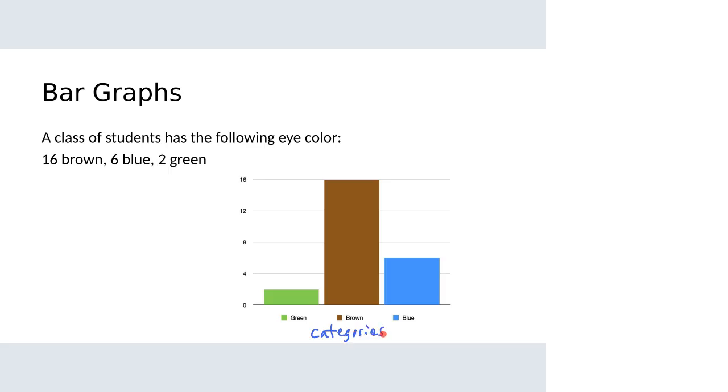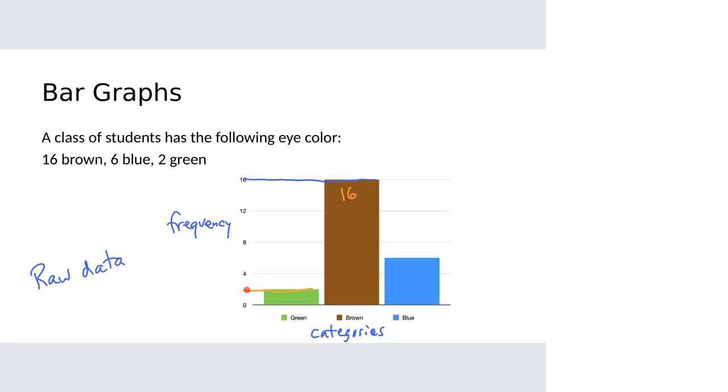Green, brown, and blue. And then over here on the y-axis, we have our frequencies. How many are in each category? And again, the key to the bar graph is that we can actually see the raw data. What I mean by that is we can look at this bar right here and see that there are 16 students. Well, not if I write it in that color. We can actually see that there are 16 students with brown eyes.